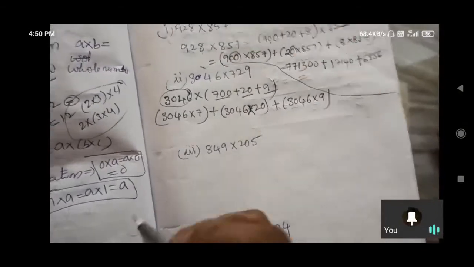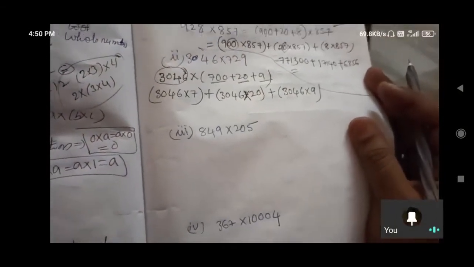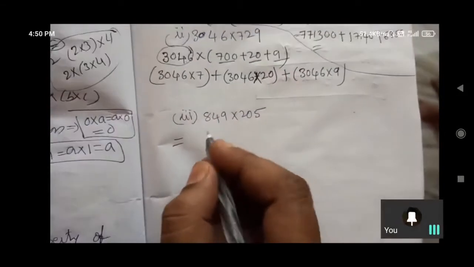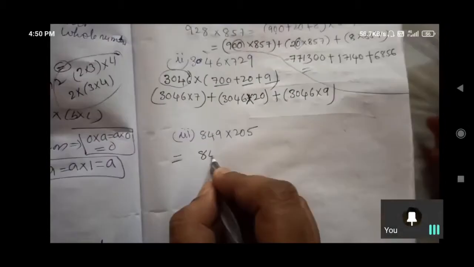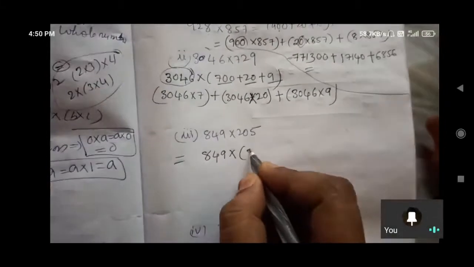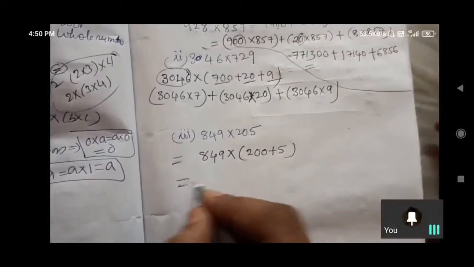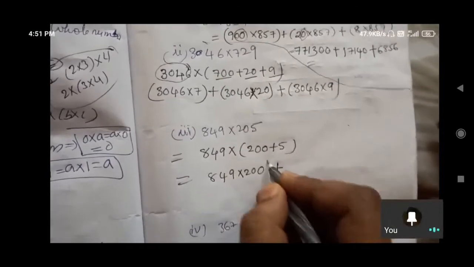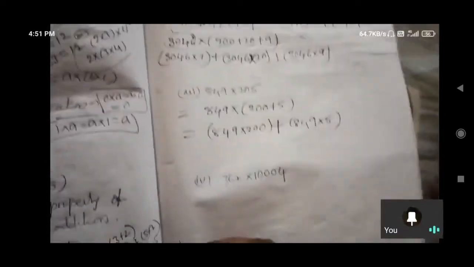Okay now, understandable only or confusing? No need to be confused. Okay na? Can you do this problem? You say the answer for this one now. 849 into 200 plus 5, I am writing this one. Okay na? Now you distribute: 849 into 200 plus 849 into 5. Okay na?